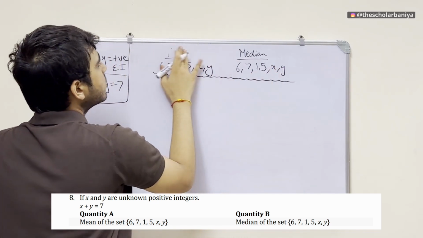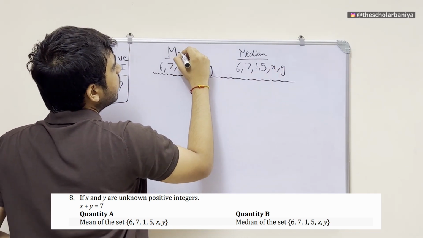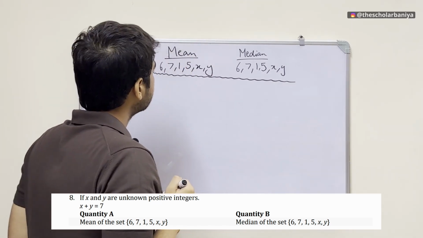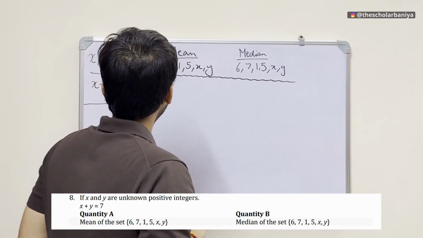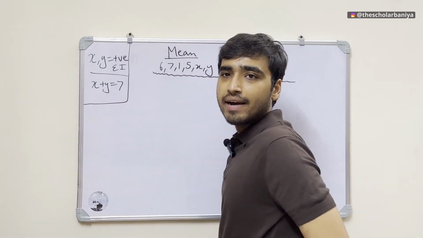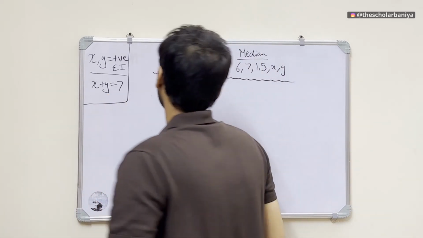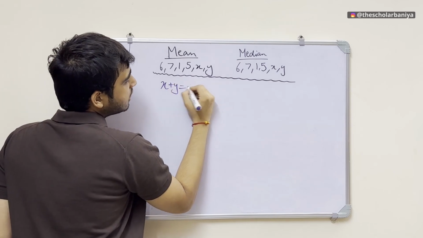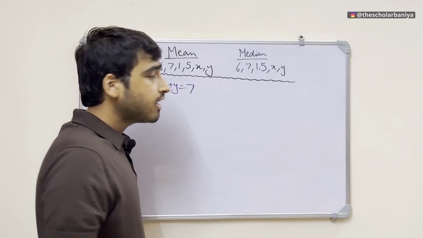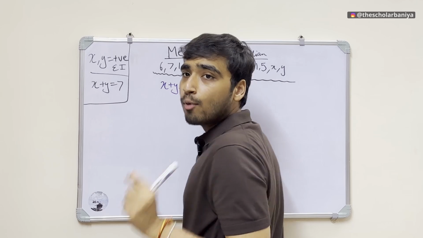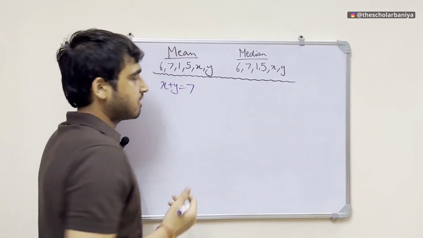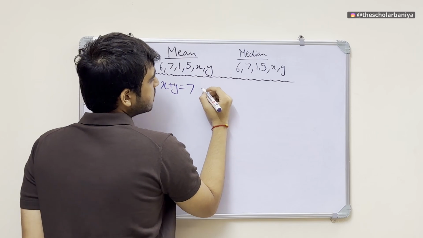This is the mean, right? Okay, perfect. So now it's given that x plus y is equal to 7, right? So x plus y is equal to 7. This is given, right? And it's also given that they both are positive integers, right? So let's talk about the possible cases.